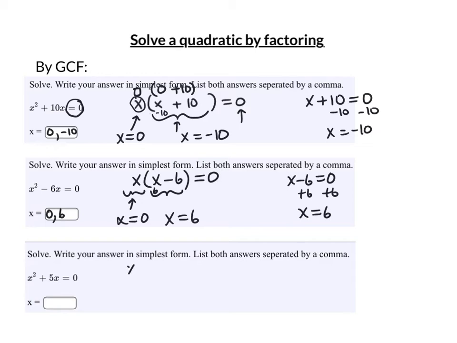This next one is x times x plus 5. And the two numbers that create 0 are x equals 0 and x equals negative 5. Because negative 5 plus 5 is 0. So 0, comma, negative 5 are the solutions.